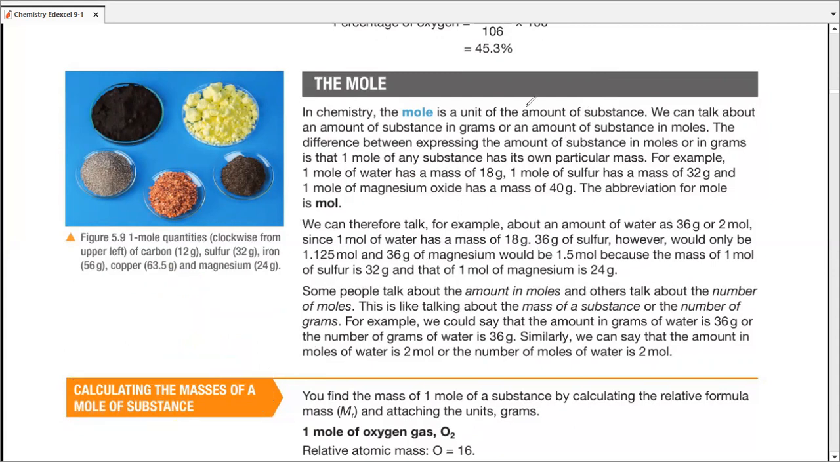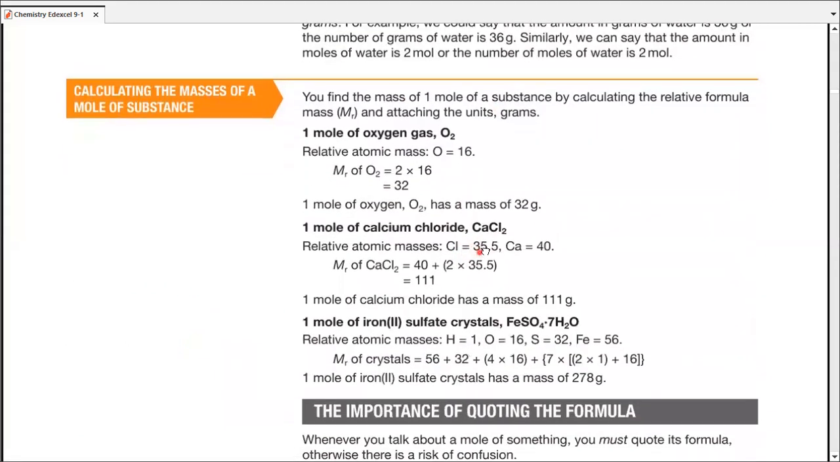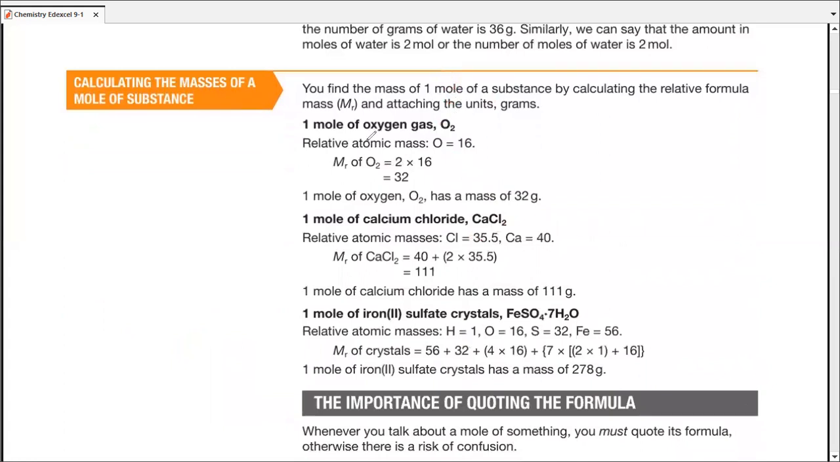So right after this one, we started trying to find how much mass 1 mole of anything would have. We started off with oxygen. We found out that it is going to be a mass of 32 grams. We did the example of calcium chloride. We understood that 111 grams of calcium chloride would be 1 mole of calcium chloride. Then finally, we did it for copper sulfate crystals, CuSO4.5H2O, and we found out that 278 grams of these crystals would be 1 mole of it.